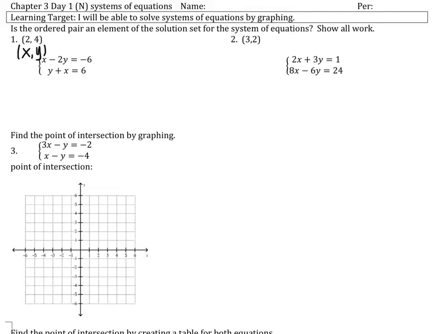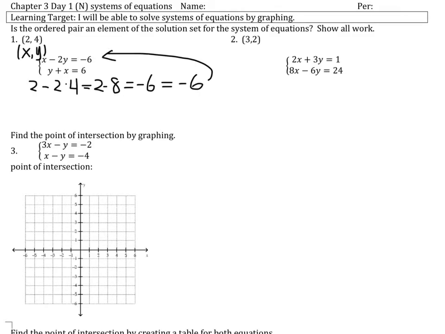First number is always the x. Second number always stands for y. So I'm going to directly plug it into the given equations. 2 minus 2 times 4 equals, so 2 minus 8, which is -6. And it is indeed equal to -6 as given in the equation. So the first one is true. How about the second one?